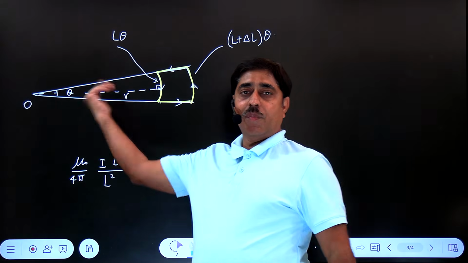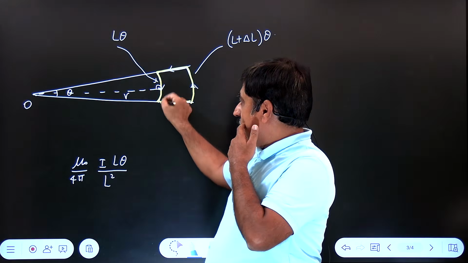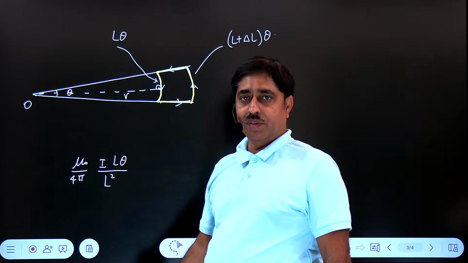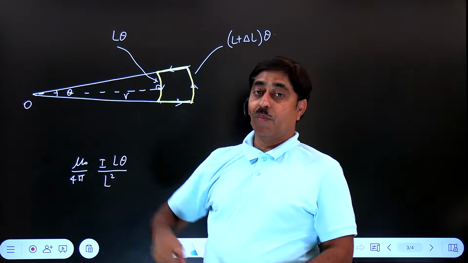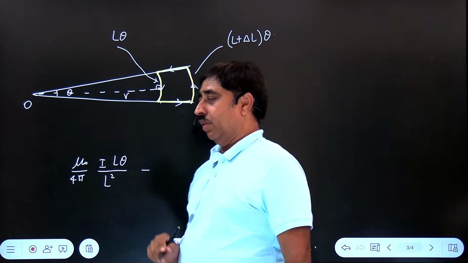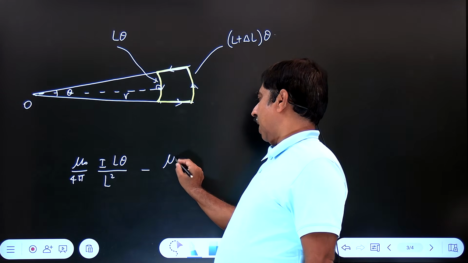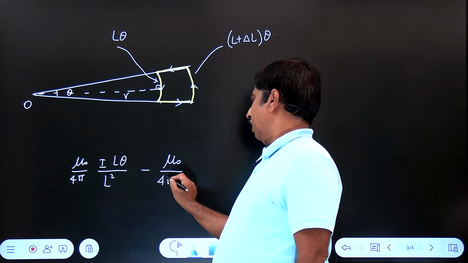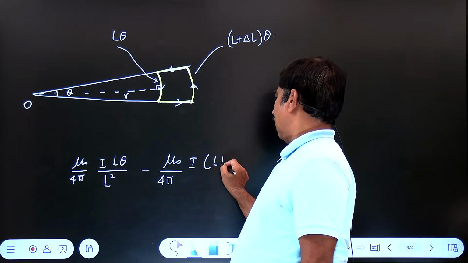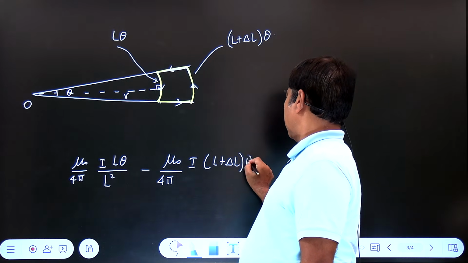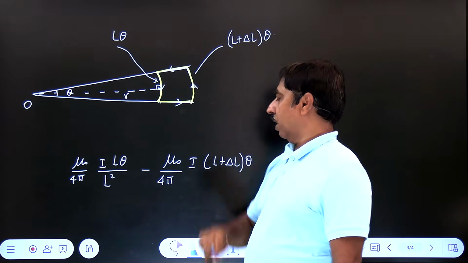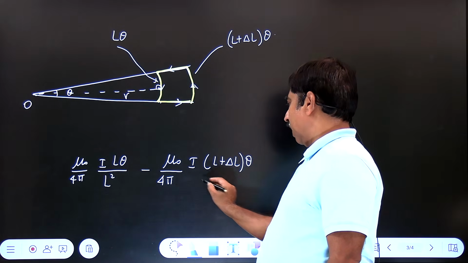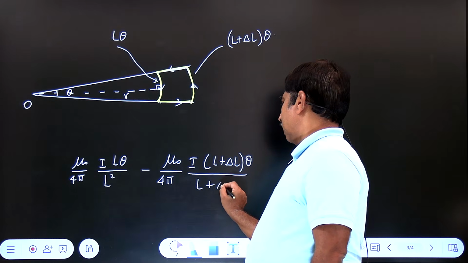In this diagram, the magnetic field will be inward because of this arc. Let me take inward as positive direction. Because of this arc, it will be outward, so I am taking the difference. Because of this arc, writing in similar fashion gives I into L plus delta L into theta. L plus delta L into theta is this arc length. So I dl sine 90 degree by L plus delta L whole square.